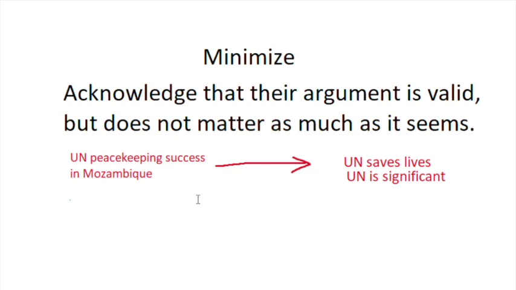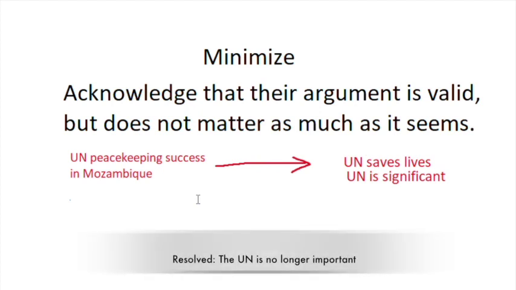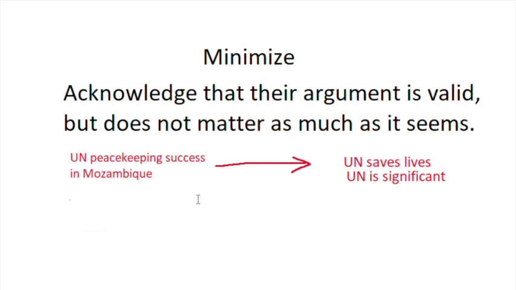To minimize, you can take a step further back, acknowledge that their argument may have some validity, but argue that it does not matter as much as they say it does. Basically, you're attacking their impact. For example, their argument may be the UN is successful in maintaining world peace because of its successes in Mozambique. So their impact is essentially that the UN saved lives and it is significant.